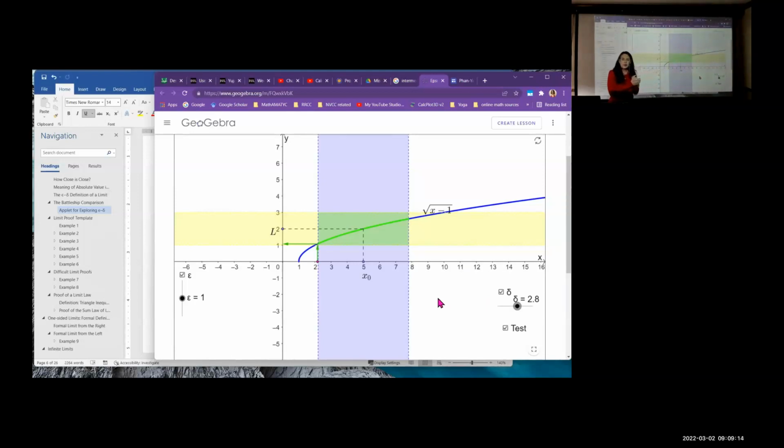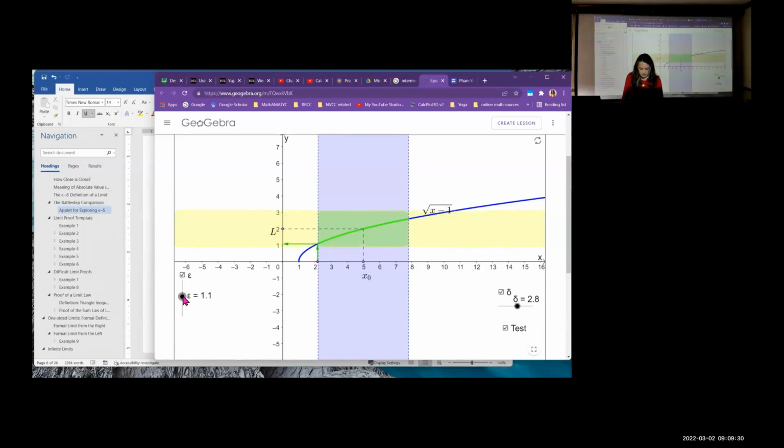So this is what we're doing with the epsilon delta definition of the proof. Epsilon is set, and once epsilon is set, I try to find the delta so that it will fit within that range. Now, if I change epsilon, I've got to start all over.